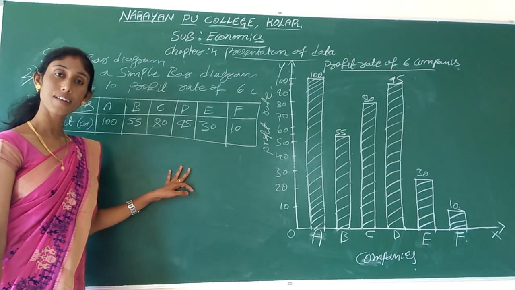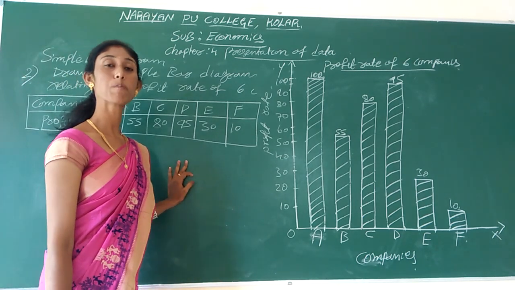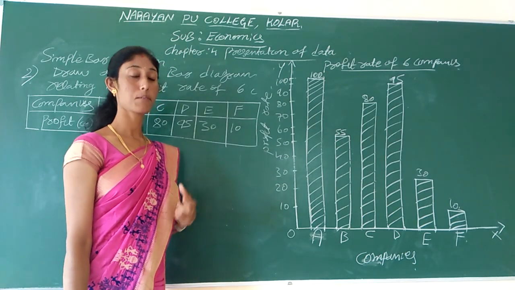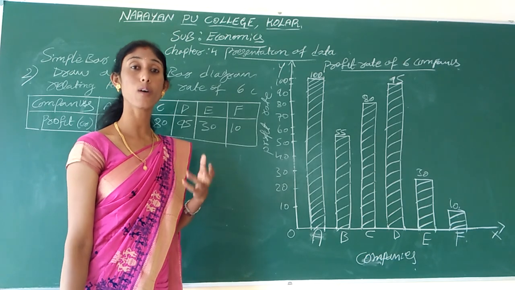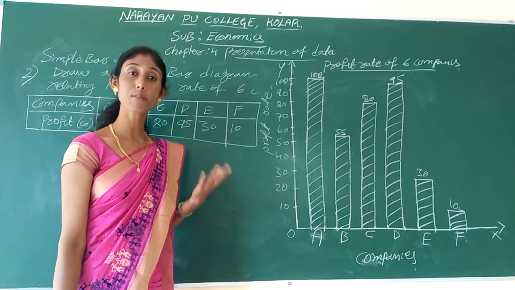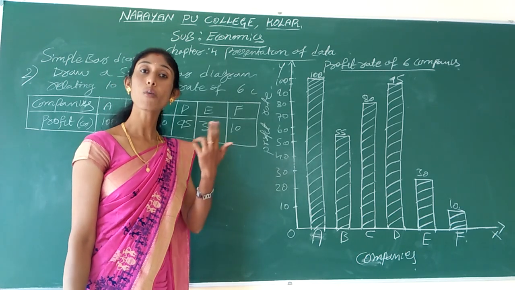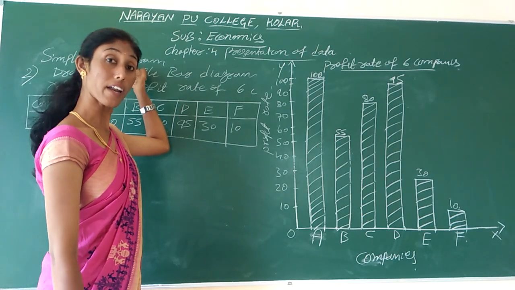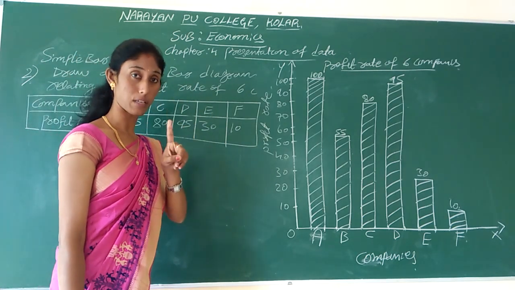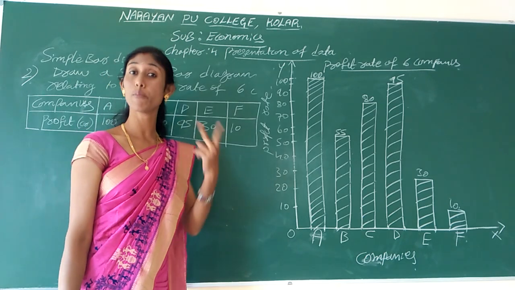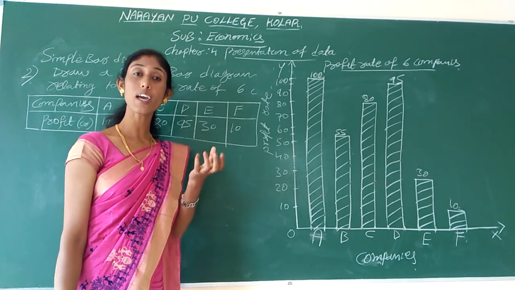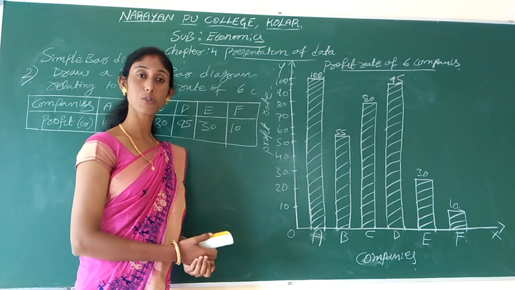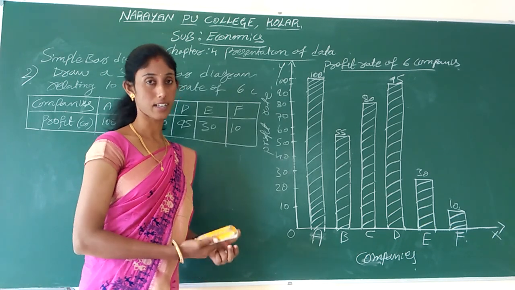Now we'll move to the next type of bar diagram, that is multiple bar diagram. Keep in mind, the multiple bar diagram is drawn to show a comparison between two or more variables. When we have a single variable, we draw a simple bar diagram, but when we have two or more variables, we draw a multiple bar diagram. Got it, right? Now we will discuss the multiple bar diagram.